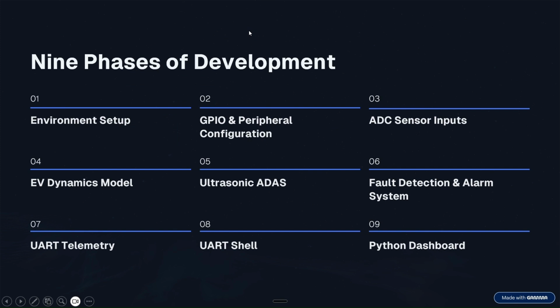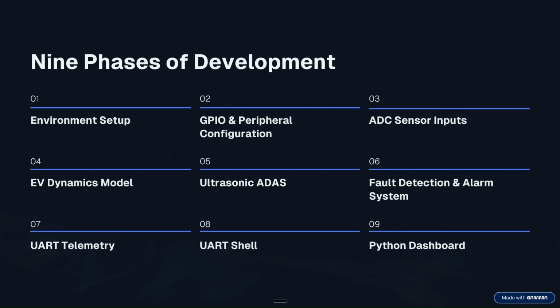Nine phases of development. The complete project was divided into nine phases. The first phase involved setting up the software tools and simulation environment. In the second phase, we focused on GPIO pins, timers, ADC channels, PWM outputs, and UART communication. The third phase involved reading sensor values using ADC. The fourth phase implemented the EV dynamics model for calculating vehicle speed, torque, battery SOC, and driving range.